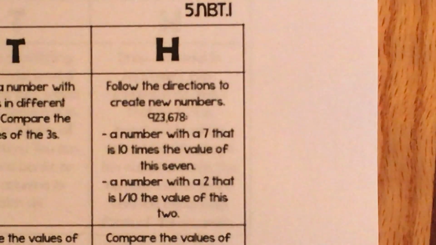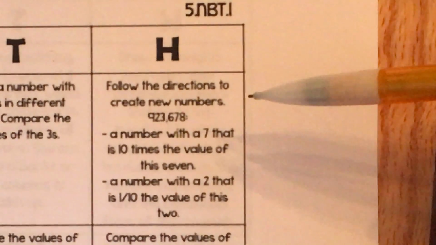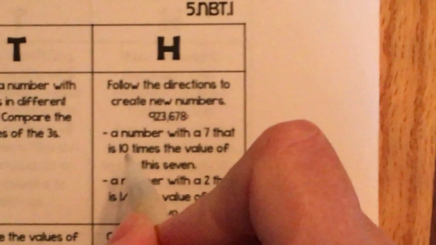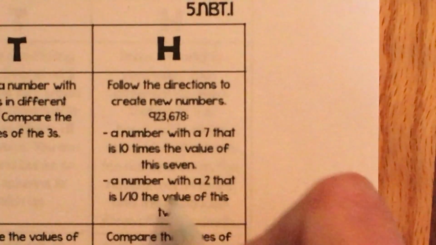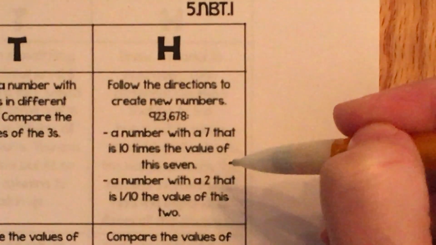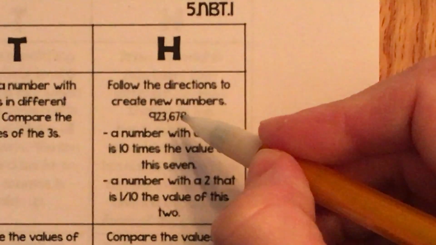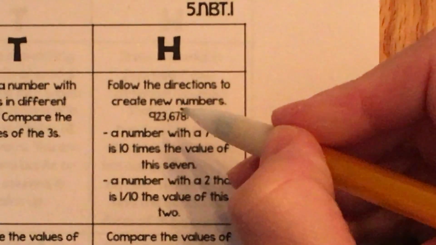Hi, so today I got a question about this task here. It says follow the directions to create new numbers. And then they give us a number here, 923,678. We need to create a number with a 7 that is 10 times the value of this 7, meaning that one right there, and a number with a 2 that is 1/10 the value of this 2, meaning that 2 right there.